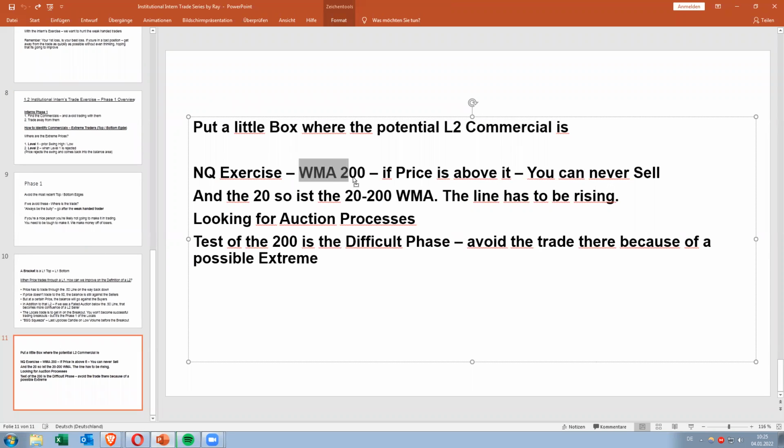VMA 200, if price is above it, you can never sell. And the 20, the line has to be rising. The 20 just has to be rising. And we look for the auction process. Test of the 200 VMA is the difficult phase. Avoid the trade because of a possible extreme forming.